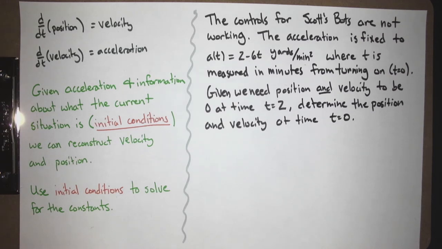Well, almost. You have to have some information. So the information comes in what are called initial conditions. So the initial conditions tell you what's happening at various points in time. Usually they're at time 0, but they don't have to be. And we can use that to figure out the constants that will arise. Because when we go from acceleration to position, we're going to have to take 2 antiderivatives. That means 2 constants. So use initial conditions to solve for the constants.